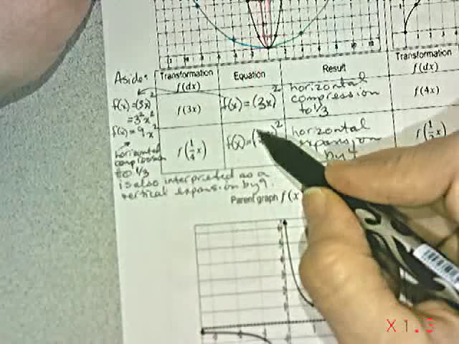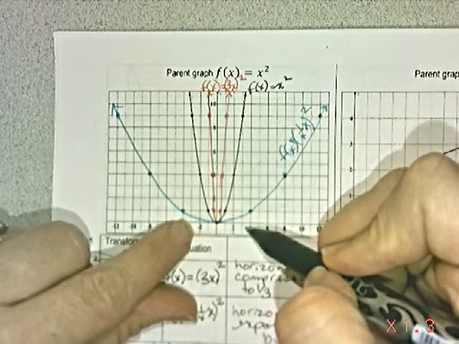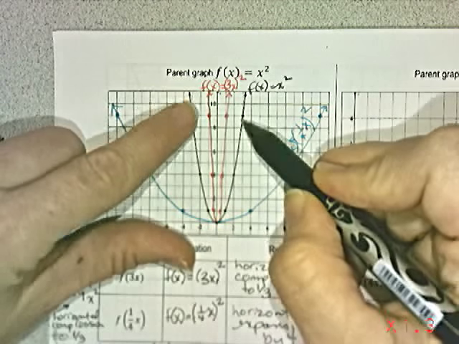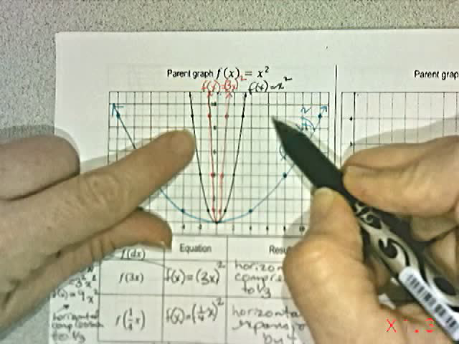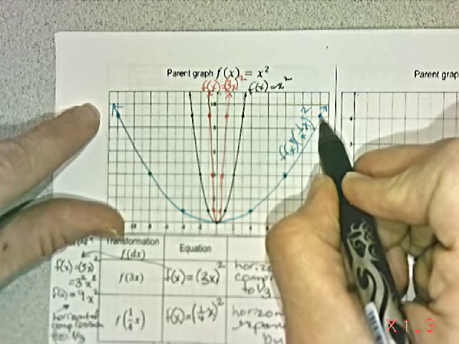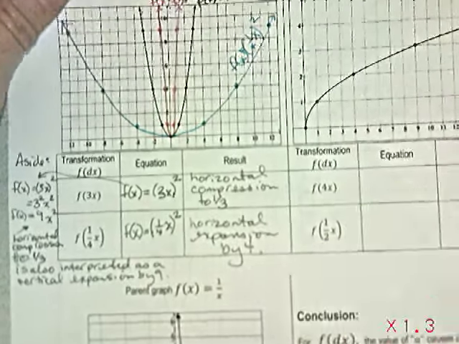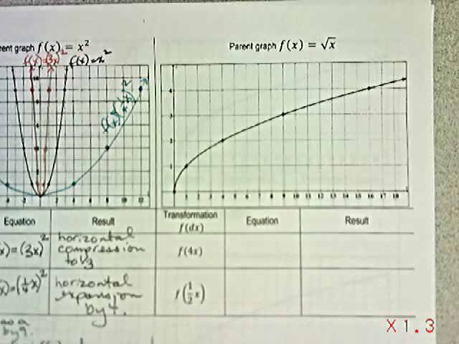We also put a quarter inside my square, and we found out that those values that were over 3 were still up 9, but they were no longer over 3. They were over 4 times as big horizontally. And so we got a horizontal expansion by 4. Now that we've reviewed where we were, let's continue applying our knowledge, discovering whether it has the same effect for our 2 new parent graphs, our radical function and our rational function.